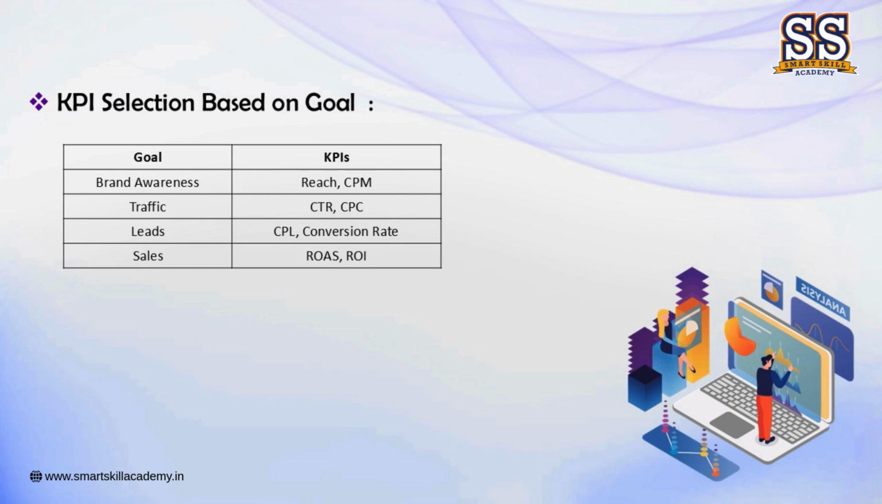Starting at the top of the funnel with brand awareness, your focus is on visibility. Here, we look at reach to see how many unique eyes saw the ad, and CPM, or cost per mille, to understand the efficiency of buying those impressions.